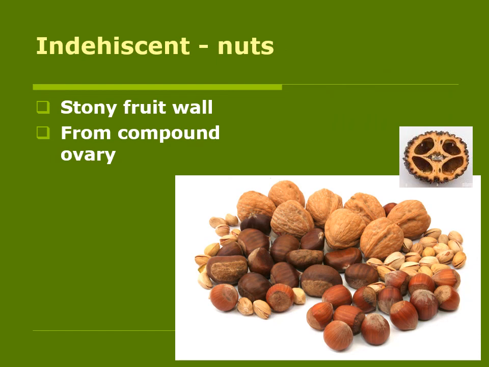Nuts, indehiscent, dry fruit, stony fruit wall. Typically a compound ovary. So again, just like the pepper, you see how there's locules on your ovary walls that have formed. So nuts are dry, indehiscent fruit, with a compound ovary.